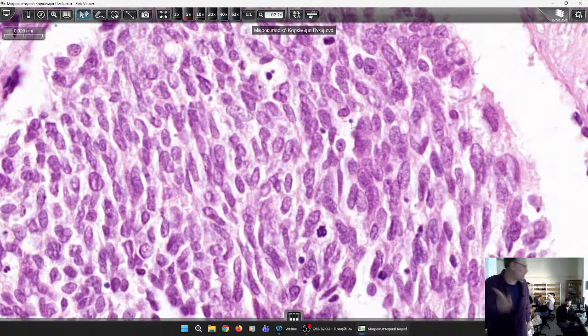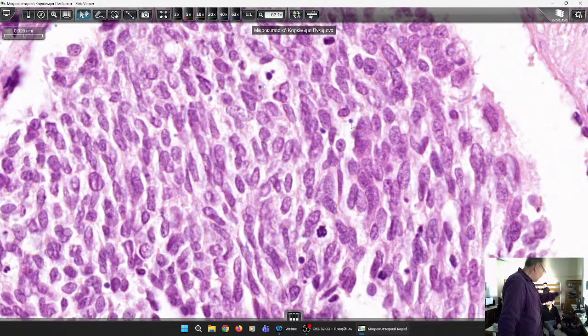Yeah, just a moment. Why is it called small cell cancer? Oh, the size of the cells. Yes, it's small. Yes, the size, and there is also a large cell neuroendocrine, which are of different morphology.